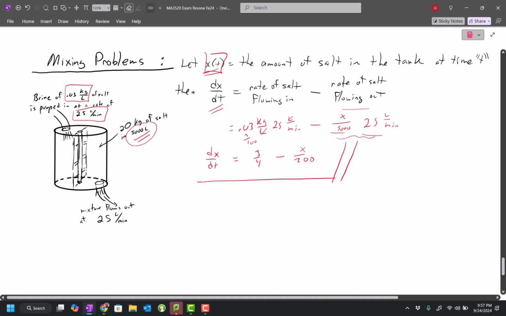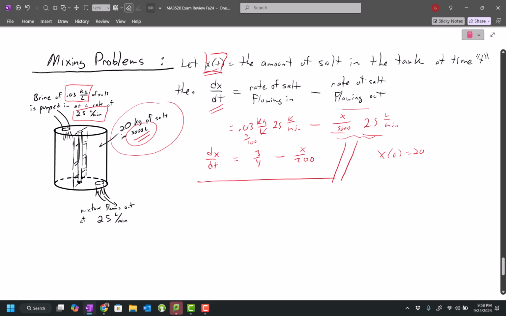We will need an initial condition, and that's actually also provided. They told us that 20 kilograms of salt is initially in the tank, so that would tell us that x of 0 equals 20. So we have the differential equation, we have the initial condition, and we can go through our solution process to find the amount of salt in the tank at any specific time.